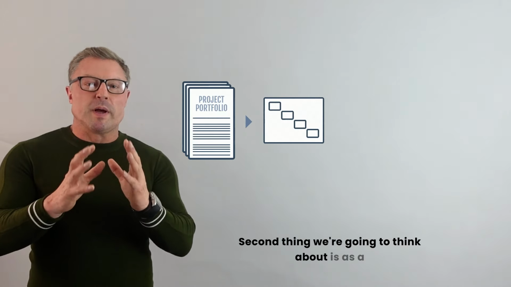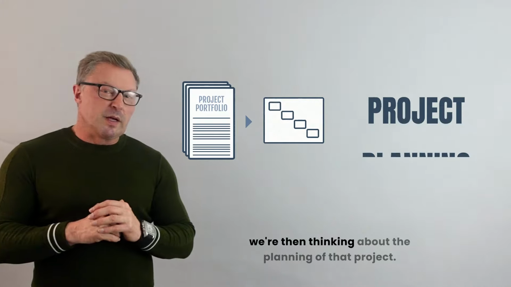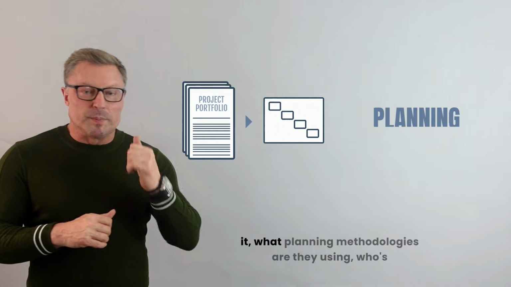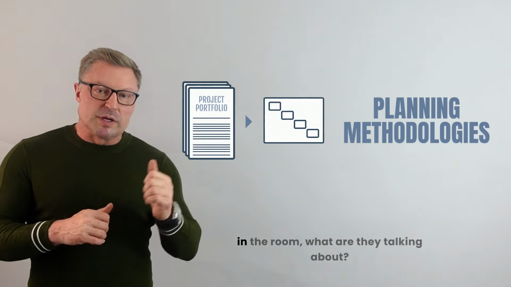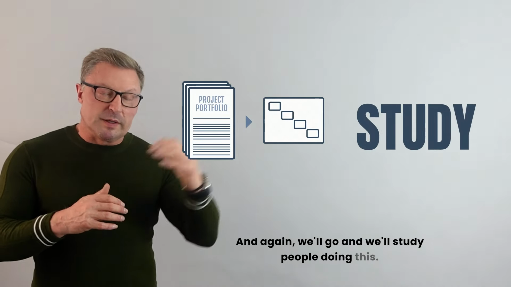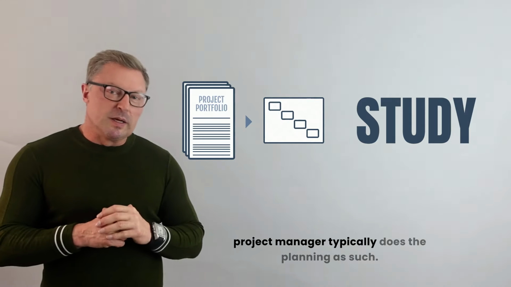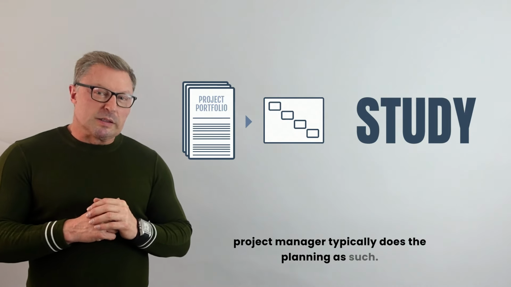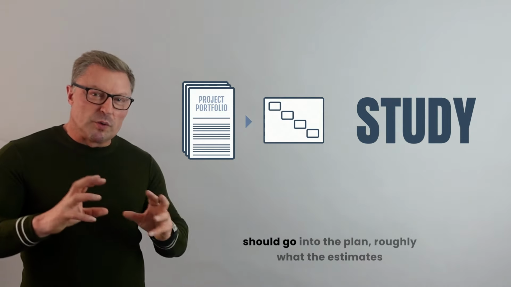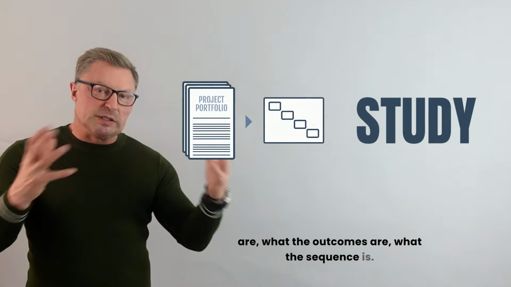Second thing we're going to think about is as a project comes out of the portfolio and goes into flight, we're then thinking about the planning of that project. What we want to know is who's doing it, what planning methodologies are they using, who's in the room, what are they talking about. And again, we'll go and we'll study people doing this. And what we see in this case is the project manager typically does the planning. As such, we see that they're making up what they think should go into the plan, roughly what the estimates are, what the outcomes are, what the sequence is.